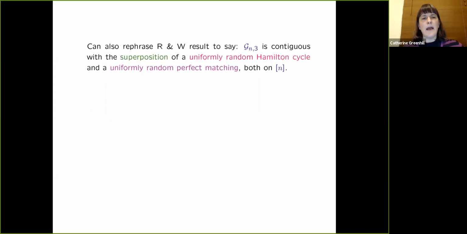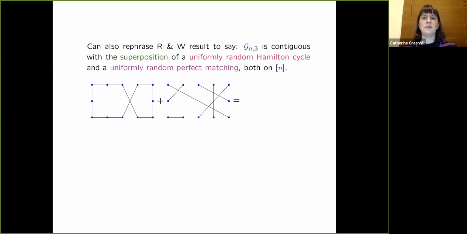Cool. Now, I'll probably focus more on the distribution side of things, which I'm getting to. But before I leave contiguity, I just want to say that we can rephrase this one more time. So we can say that the uniformly random cubic graph is contiguous to something called a superposition of a uniformly random Hamilton cycle and a uniformly random perfect matching.